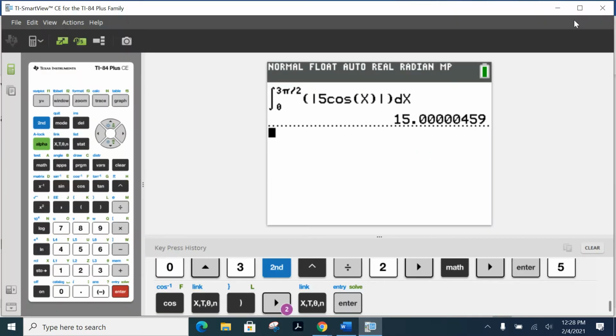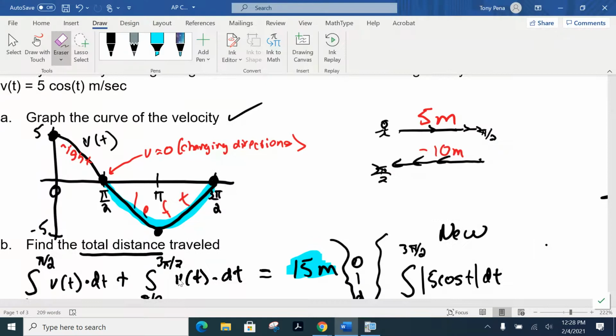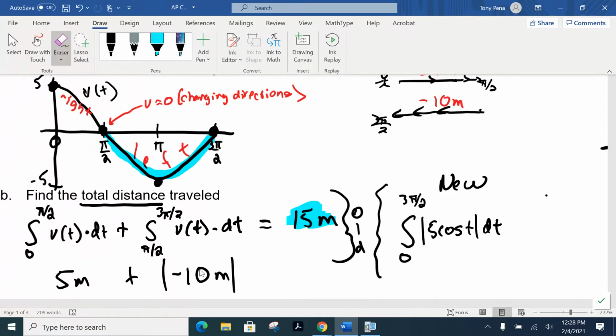Our answer is 15. We know that because we just did that, split it up, and we got exactly 5 and exactly 10. That then right away gives us our 15 meters, and we no longer really have to worry about splitting up our integral if that's the case. Okay.